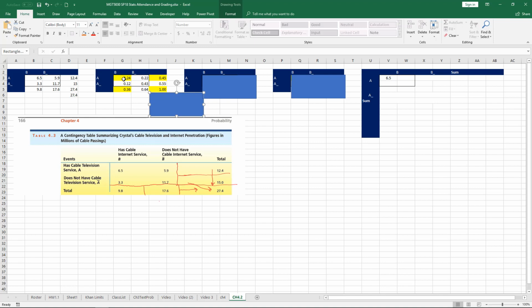And likewise, when we calculate the probability that a customer has internet, remember B is the internet service, the probability that a customer has internet service is 0.36, or 36%. The probability that they don't have internet is 0.64. We know that because 1 minus 0.36 gives us 0.64. So if you add those two together, you're going to get 1. That's just a check. I can move this off to the side or actually delete it. Let's just delete it. Okay, so there we have the bare statistics.